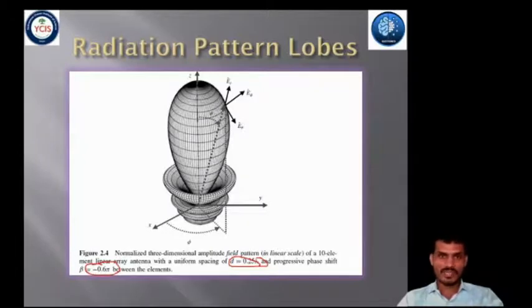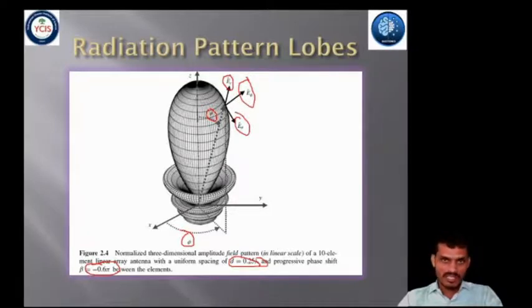Now this is your theta, this is your phi, and these are the three different components of the electric field, that is E r, E phi, and E theta.